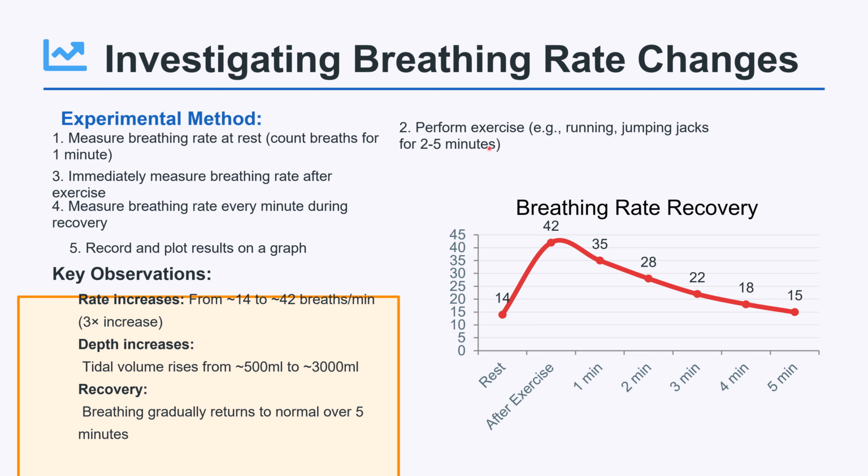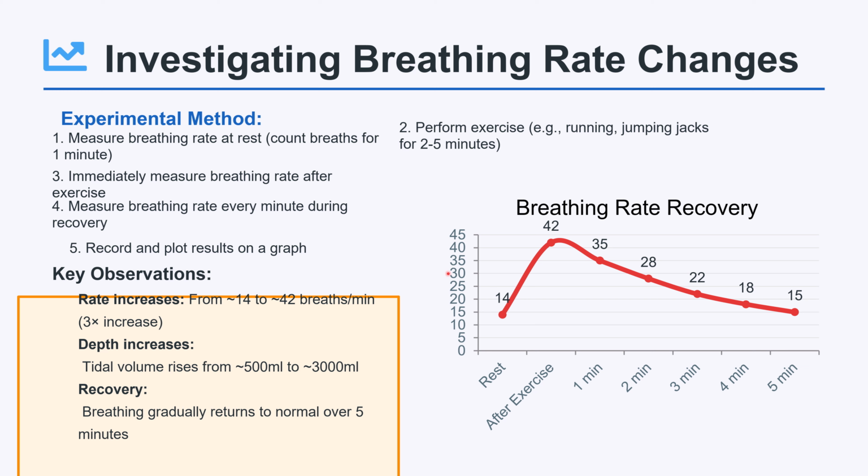Second is perform exercise or exertion. We perform vigorous exercise like running or jumping jacks for 2 to 5 minutes. Third is immediate measurement: immediately measure breathing rate after exercise. Fourth is recovery phase: measure breathing rate every minute during recovery. Fifth is data visualization. Finally, we plot these results on a graph to see the recovery curve.